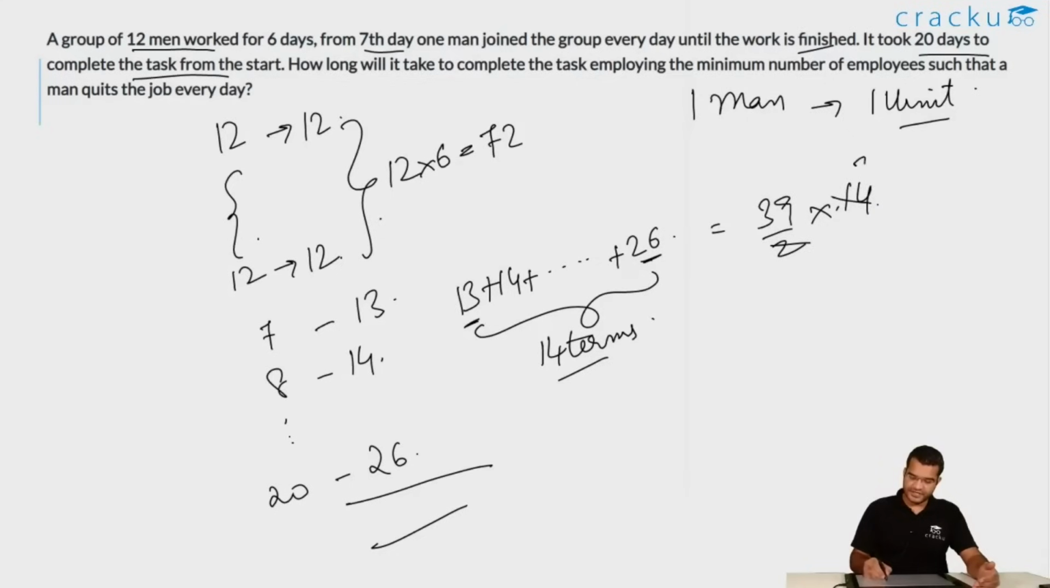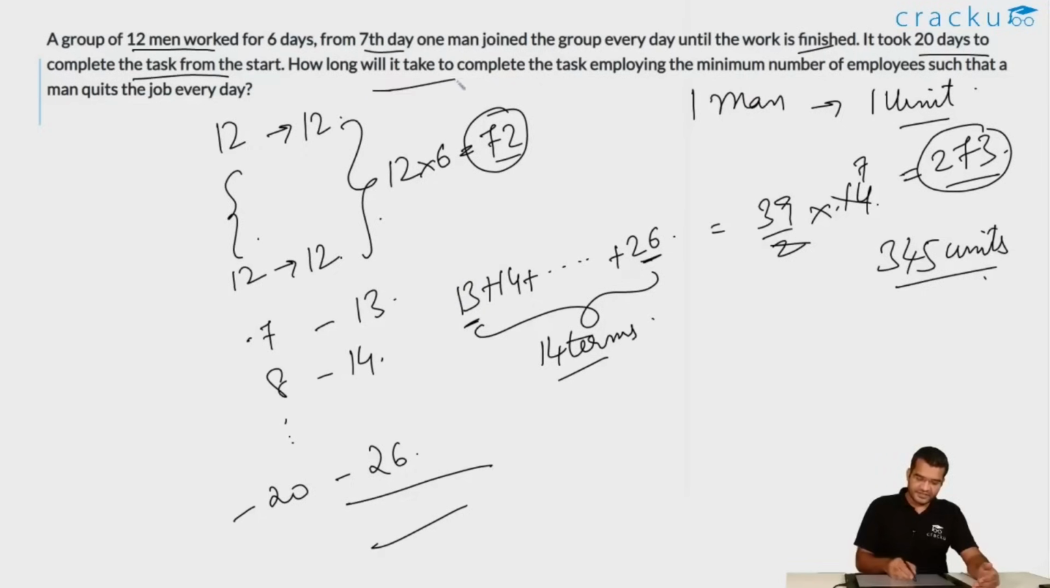So this is equal to 39 into 7. 39 into 7 is 273. So from the 7th day till the 20th day, 273 units of work was done. And on the first 6 days, 72 units of work was done. So the total work that needs to be completed is 273 plus 72, which is 345 units.